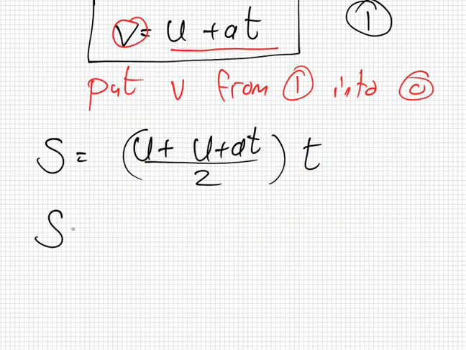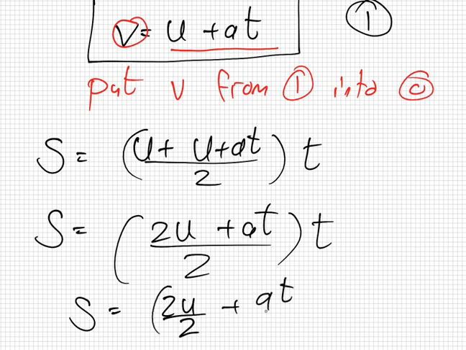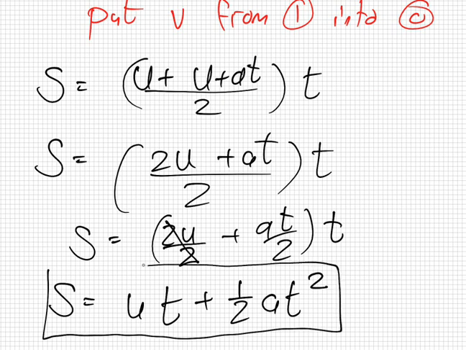So I get S equals (2U plus AT) all over 2 times T. So I get S equals (2U over 2 plus AT over 2) times T. Well, they cancel. So I get S equals UT, I multiply the T now, plus a half AT squared. And this is my next formula.